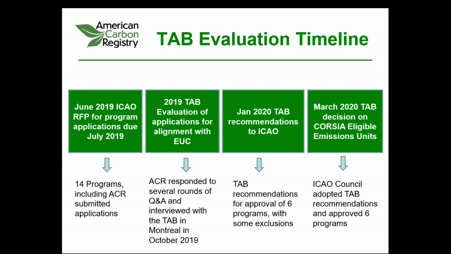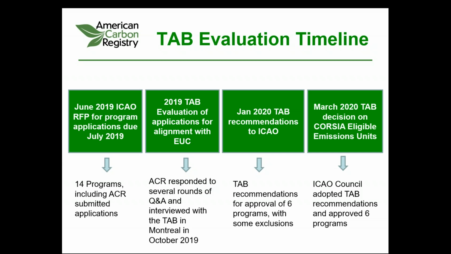On June 14th last year, ICAO opened a window for programs to apply for assessment by the TAB against the CORSIA emissions unit criteria. Applications were due by July 12th, 2019, so we had 30 days to respond. ACR was one of 14 programs to submit an application, and all of those applications are published on the ICAO website. In August and September last year, ACR responded to several rounds of written questions and answers from the TAB, and we interviewed with the TAB in Montreal in October. In January of this year, the TAB submitted its recommendations to ICAO on eligible programs and units. The TAB recommendations from its assessment are also available on the ICAO website.